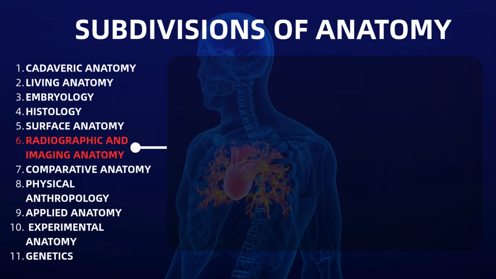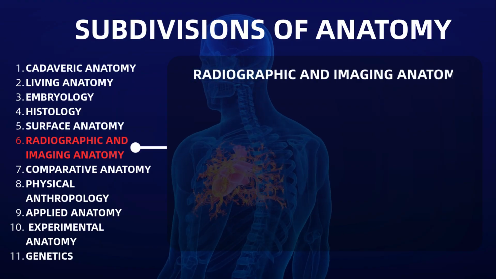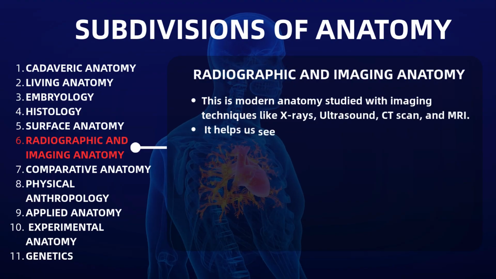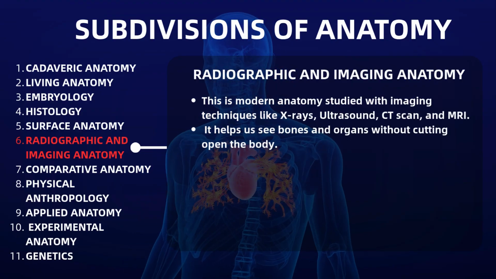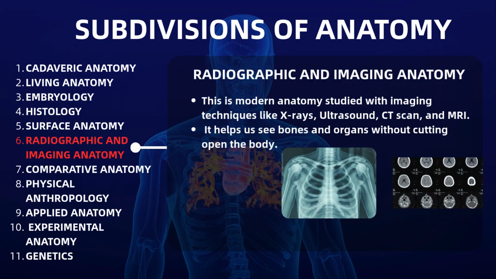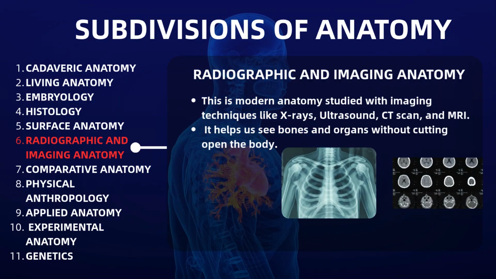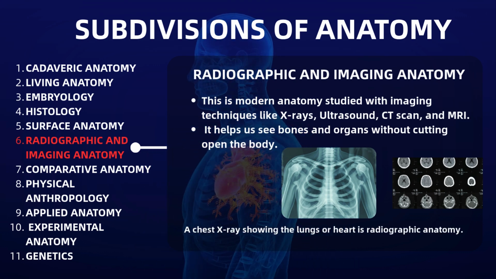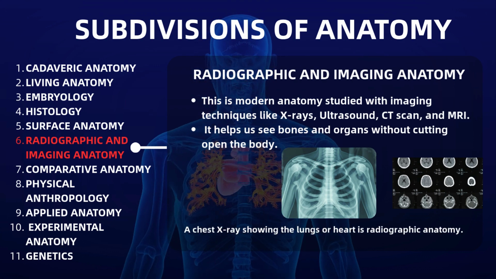Now, let's talk about radiographic and imaging anatomy. This is modern anatomy studied with imaging techniques like X-rays, ultrasound, CT scan, and MRI. It helps us see bones and organs without cutting open the body. Example, a chest X-ray showing the lungs or heart is radiographic anatomy.